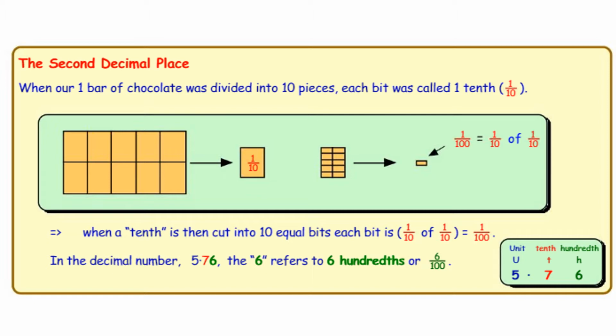Now, here we've got what we're calling the second decimal place. Yesterday we looked at the first decimal place, which was tenths. What we mean by first and second decimal place is the number closest to the decimal point. The number right beside the decimal point is the first decimal place. The number that is one away is second.